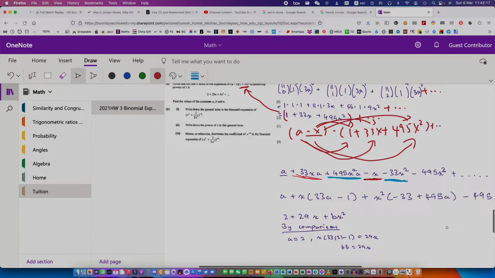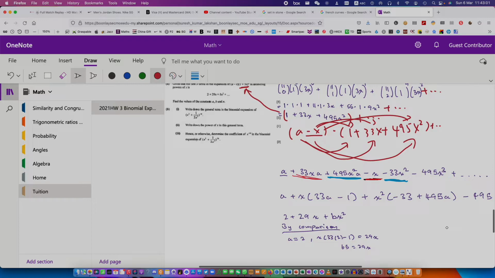Okay, so in a way, let's say you figure out your A. So your A is 2, right? You somehow realize you made a mistake, because over here by comparison, your A is supposed to be 2, but if you put the 2 here, it's 66 minus 1 is 65, and then you don't get 65x. So how do you get the B? To get the B, you just substitute A equals 2, then you get minus 33 plus 495 times 2, and this will be your B. Good. So that's how you get your A and B.